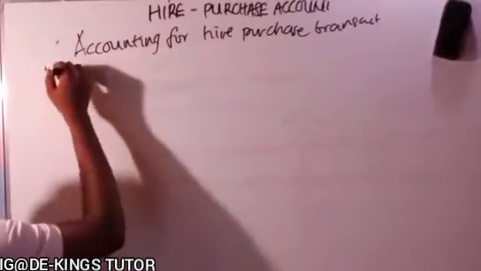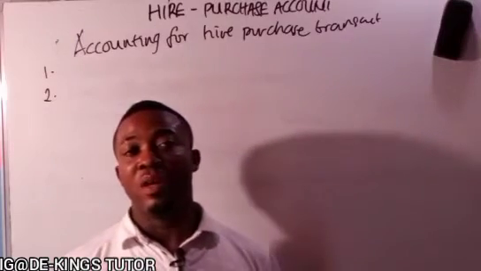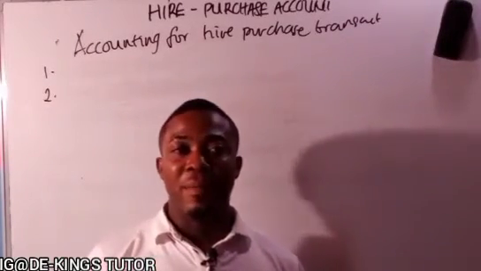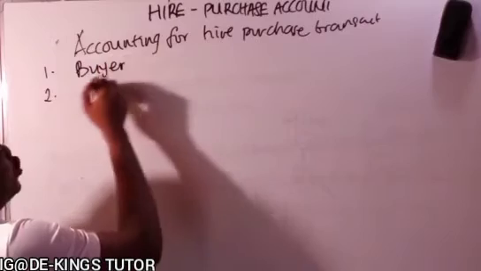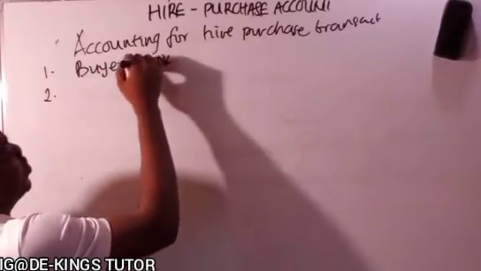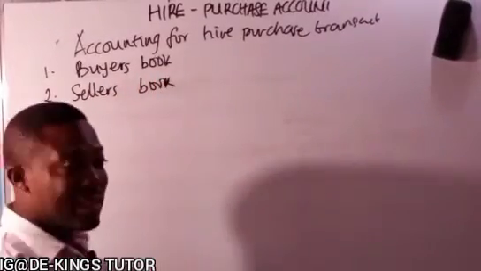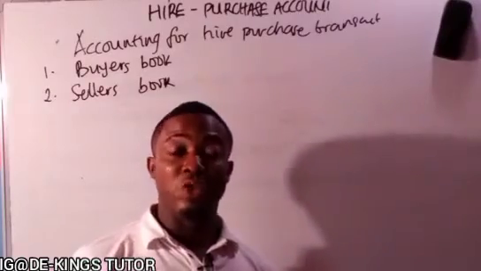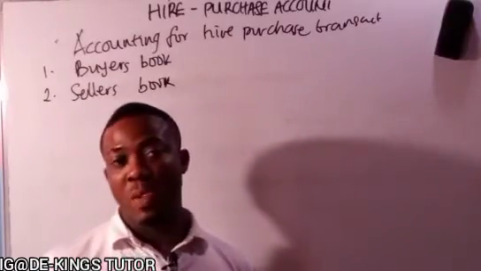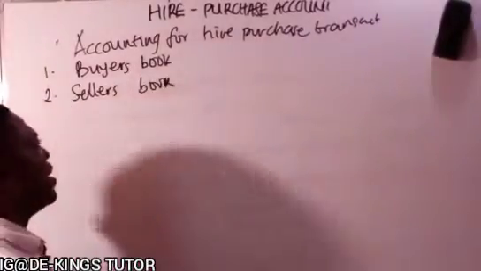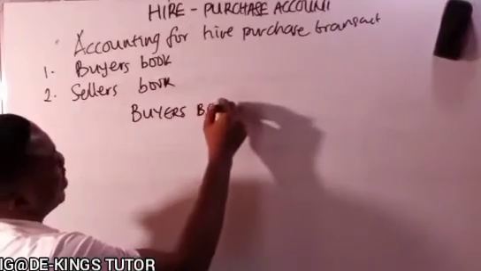Now accounting for hire purchase transaction can be done in two ways. Since the active people involved in this contract are basically the buyer and the seller, it will involve recording in the buyer's book and also the seller's book. That is, the hirer will prepare his own book, while the seller will prepare in his own book. That's the seller's book. Now in the buyer's book, that is our emphasis as well. We'll start now with the buyer's book.